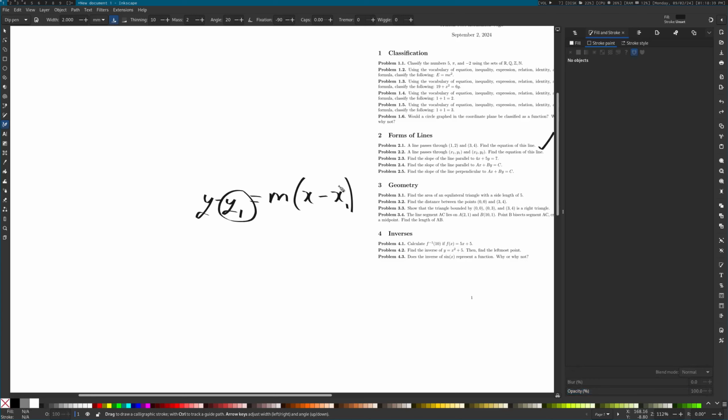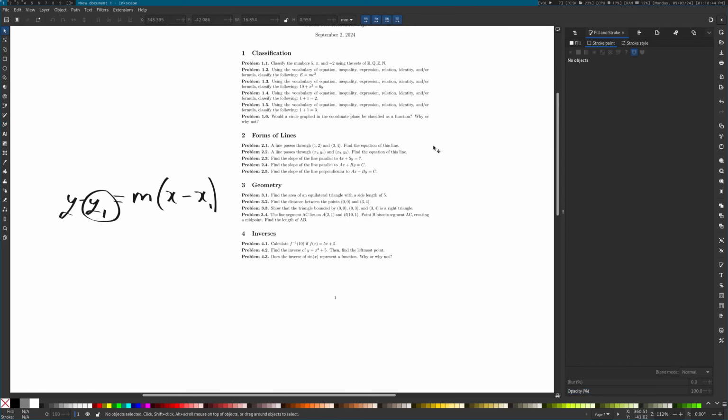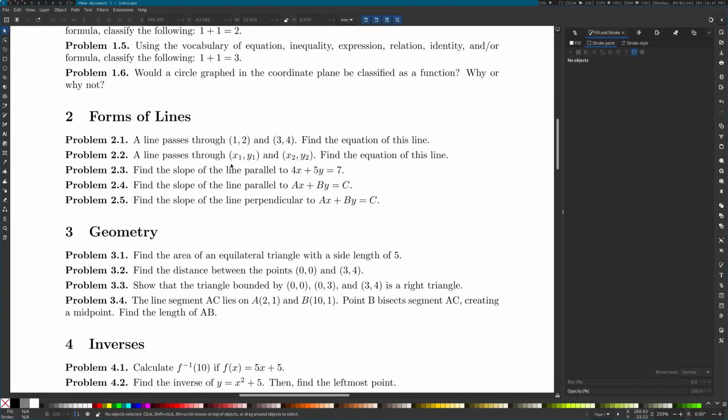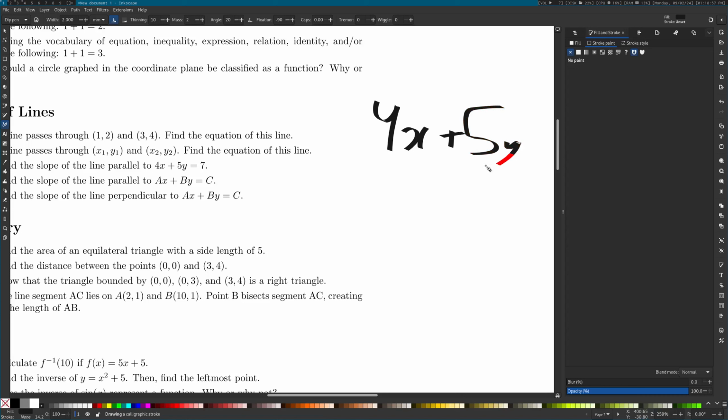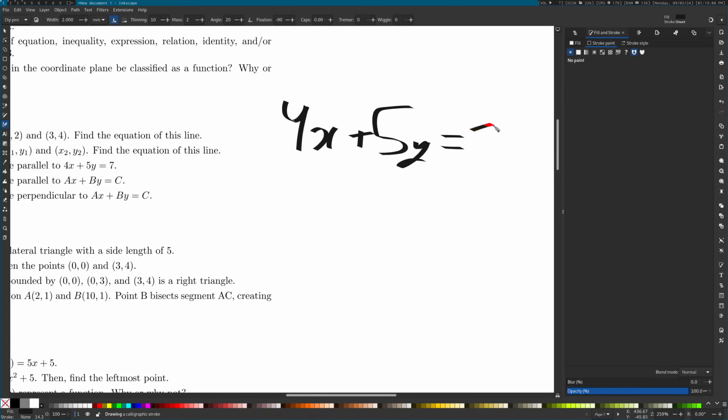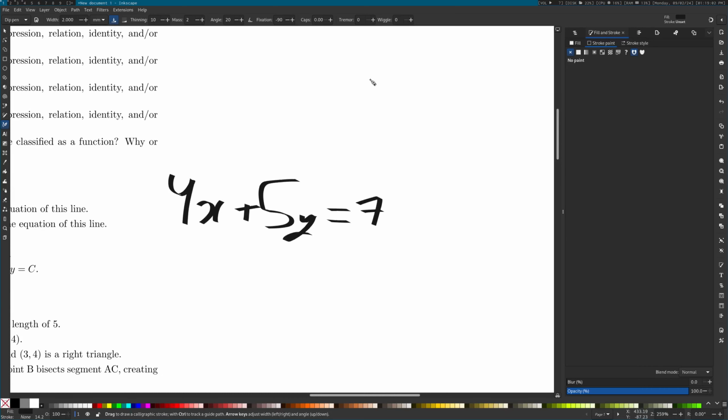Let's do 2.3 now. Okay, 2.3. Find the slope of the line parallel to 4x plus 5y is equal to 7. Okay, so how do we easily tell slope? We can easily tell slope if it's something like y is equal to 5x plus 4, right? Because then we can see the slope is just 5.